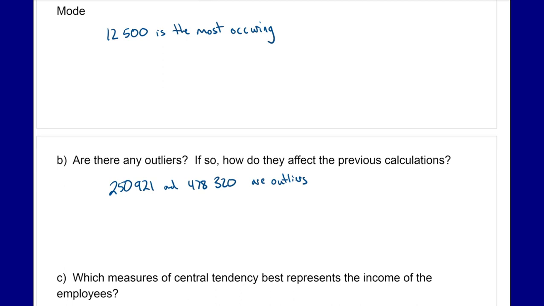Now you could go back and you could actually recalculate the mean, median, and mode. It probably wouldn't affect them, or it might affect the median. It wouldn't affect the mode, but it would affect the mean, because the mean is influenced by all the values. So how might it affect the previous calculations? The mean, or the average, would be increased due to the high outliers. The median would also be increased, or would be affected.